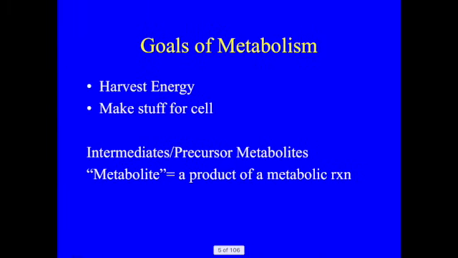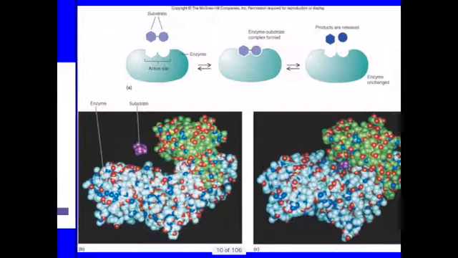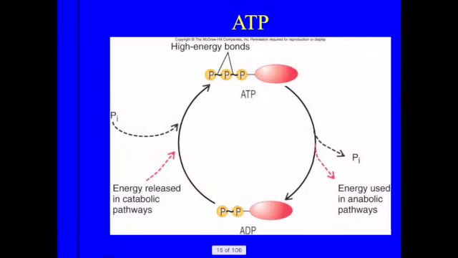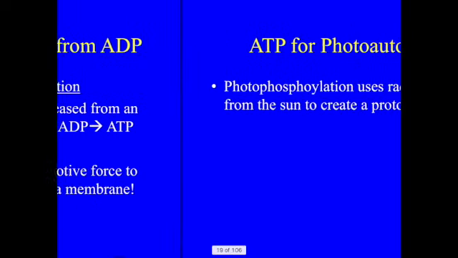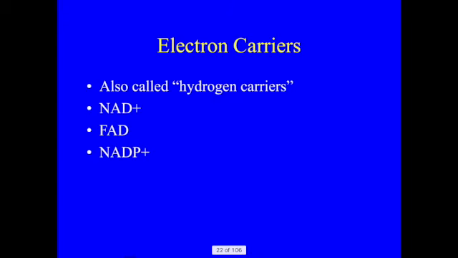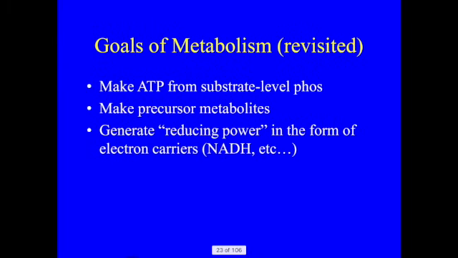Goals of metabolism: harvest energy, make stuff for the cell, and make intermediate precursor metabolites. We are updating that slide. This is revised and revisited as we scoot through all these.